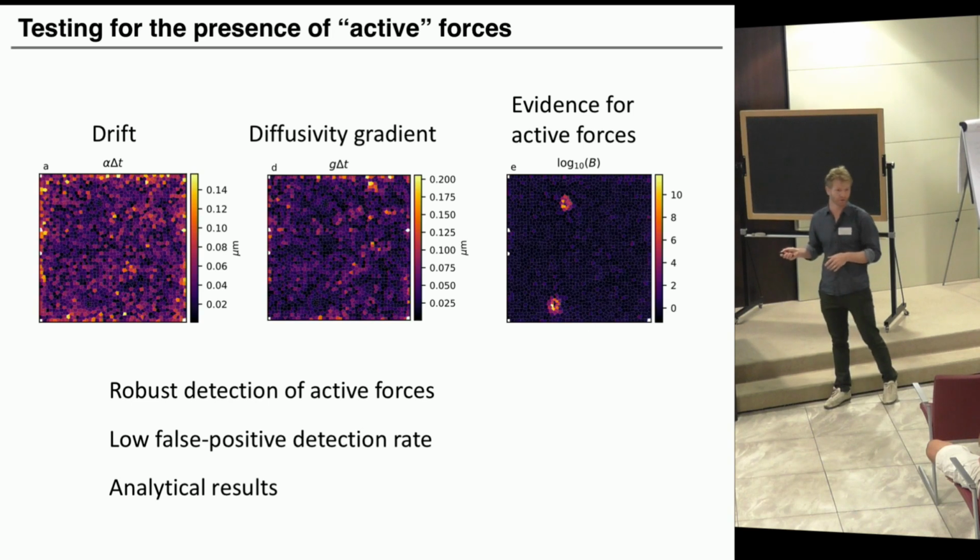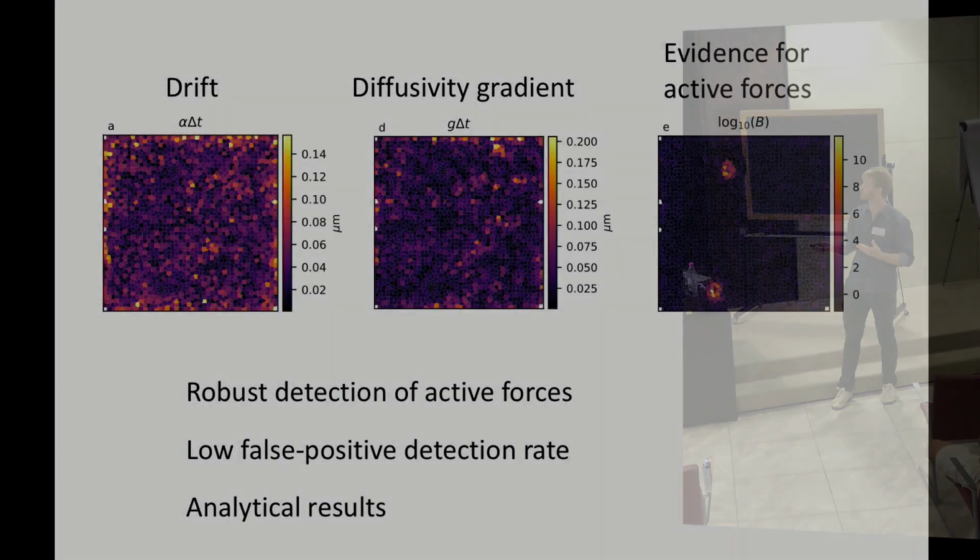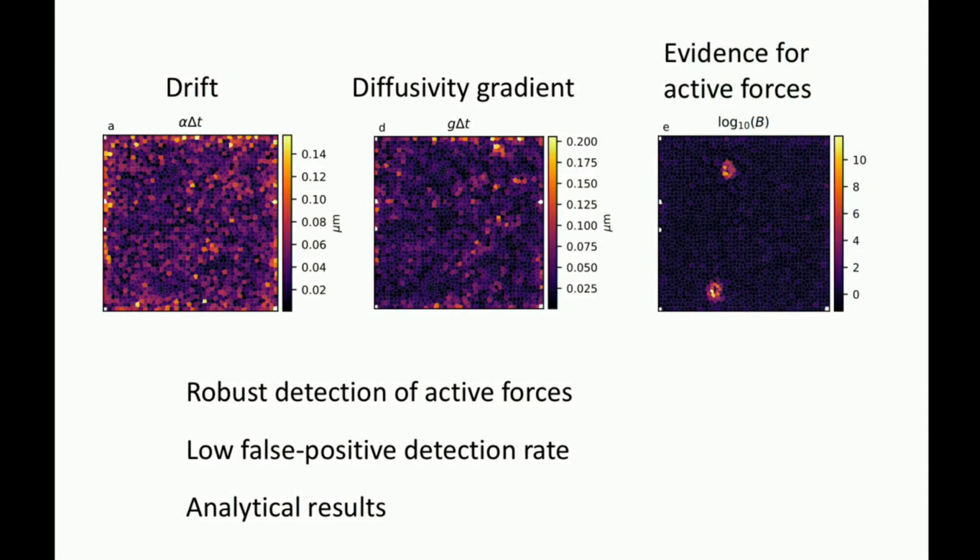This is, again, for the GAG proteins. So we measure a drift field. Okay, this is quite noisy, but we can see drift fields. This is a spurious force generated by the varying diffusivity. And here we can calculate a Bayes factor for the evidence for an active force over the null hypothesis that there's no active force. We can see that at these interaction sites there are active forces.